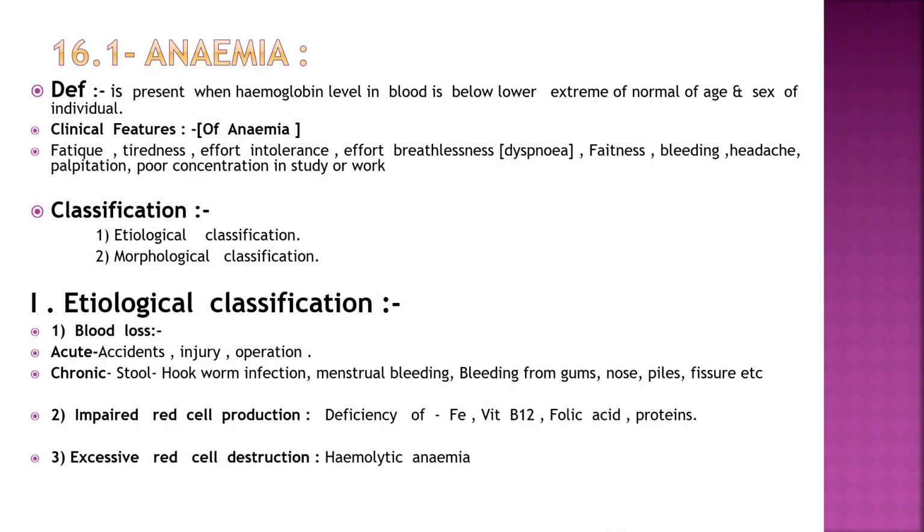Then chronic blood loss can be seen in hookworm infection, excessive menstrual bleeding, bleeding from gums, nose, piles, fissure. They are in small quantity, but because of the chronic loss you can see anemia, that is decreased hemoglobin concentration.